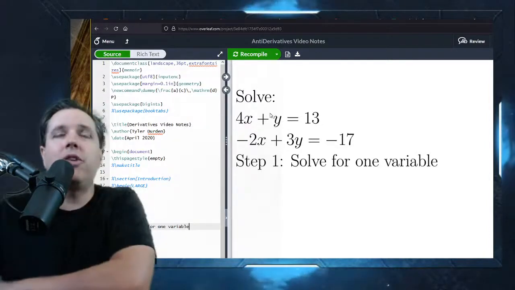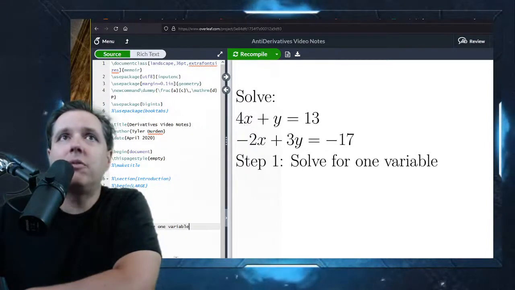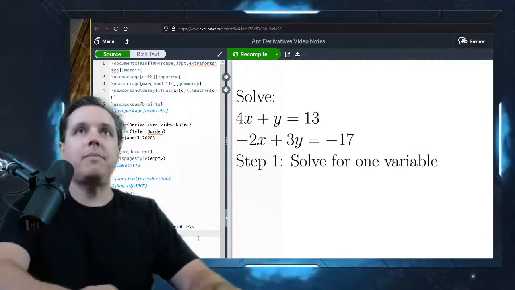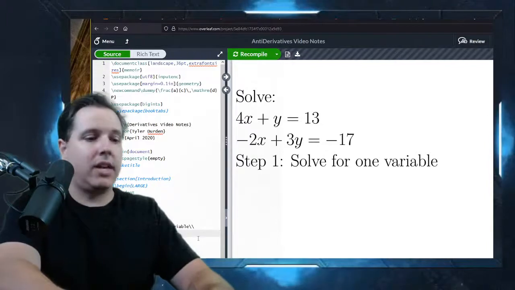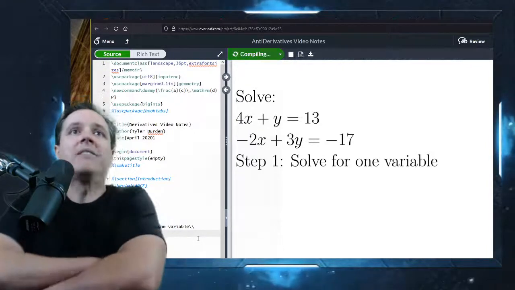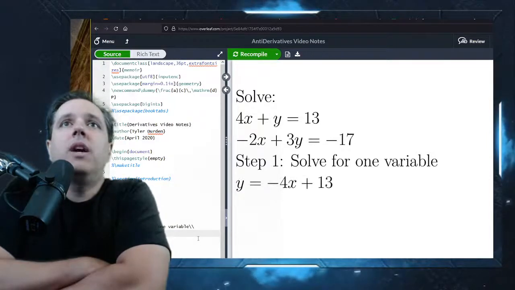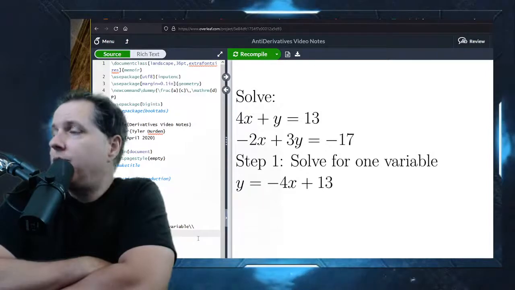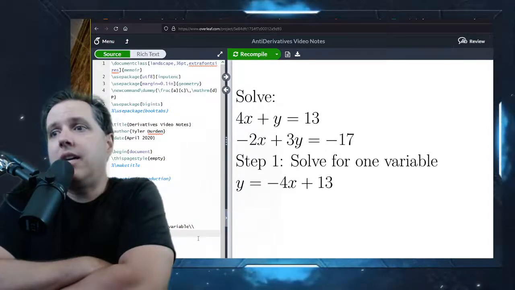So how would I solve for that? I'm going to subtract 4x from both sides. So doing that gives me y equals -4x plus 13. Okay, y equals -4x plus 13. So I've solved one equation for one variable, right? That's what you want to get.